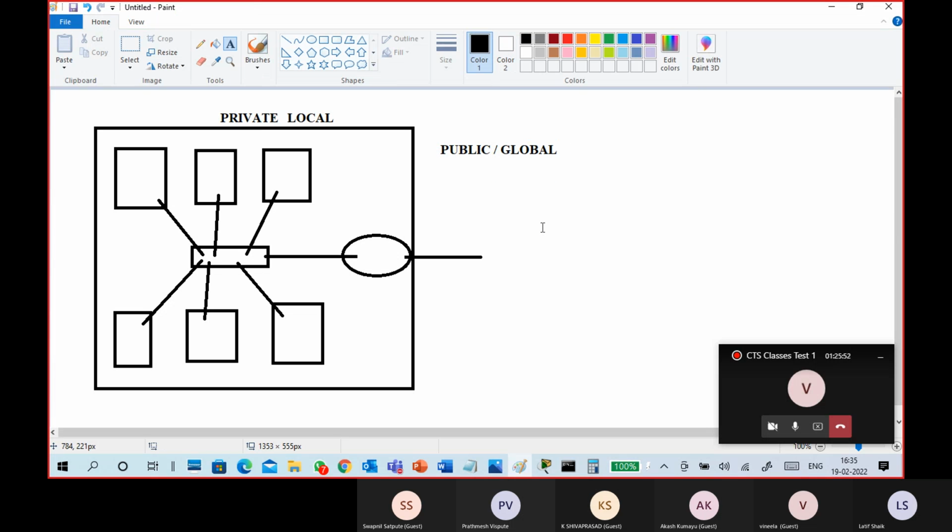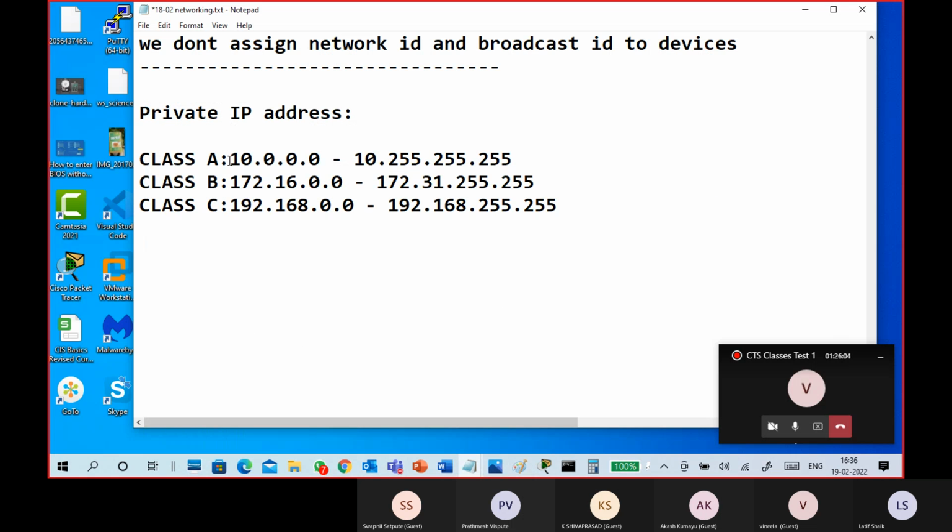To communicate outside, we need a public IP address. To communicate inside, a private IP address is required. So like that, we can save a lot of IP addresses by utilizing private IP addresses and public IP addresses. This is the range of private IP addresses. There is an explanation of private IP and public IP.